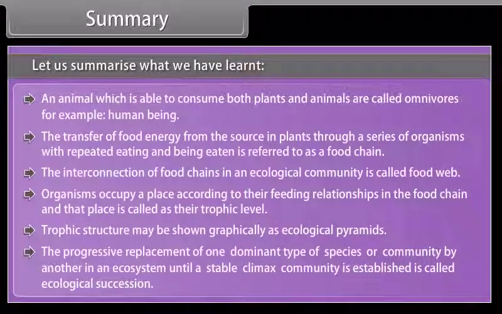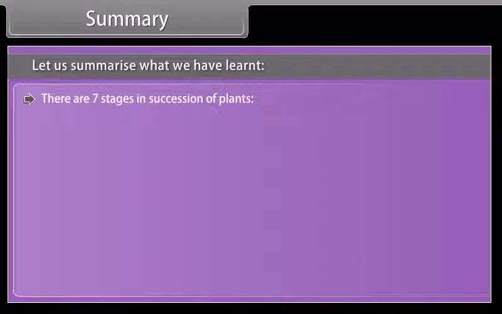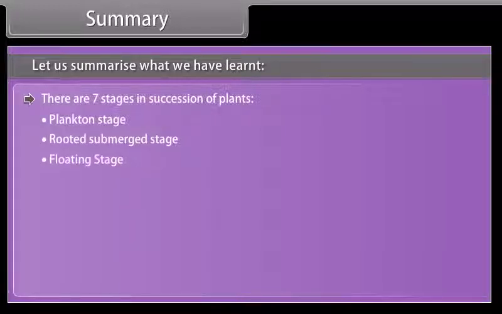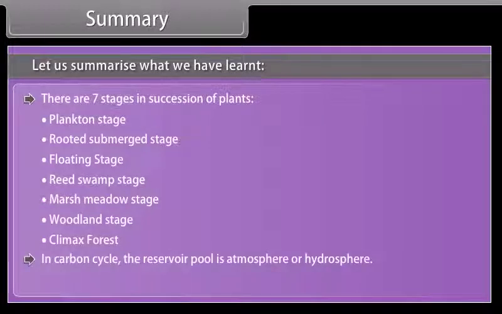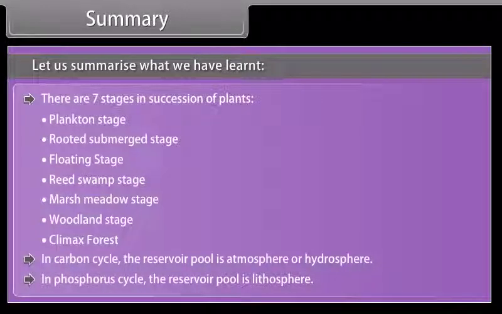The progressive replacement of one dominant type of species or community by another in an ecosystem until a stable climax community is established is called ecological succession. There are 7 stages in succession of plants: plankton stage, rooted submerged stage, floating stage, reed swamp stage, marsh meadow stage, woodland stage, climax forest. In carbon cycle, the reservoir pool is atmosphere or hydrosphere. In phosphorus cycle, the reservoir pool is lithosphere.